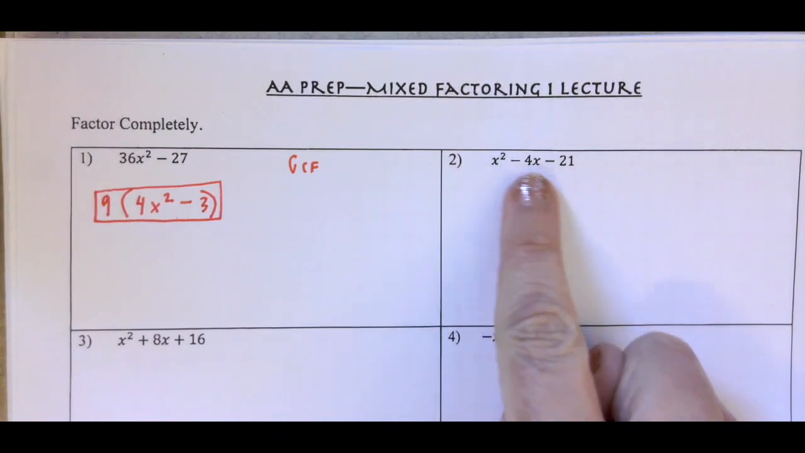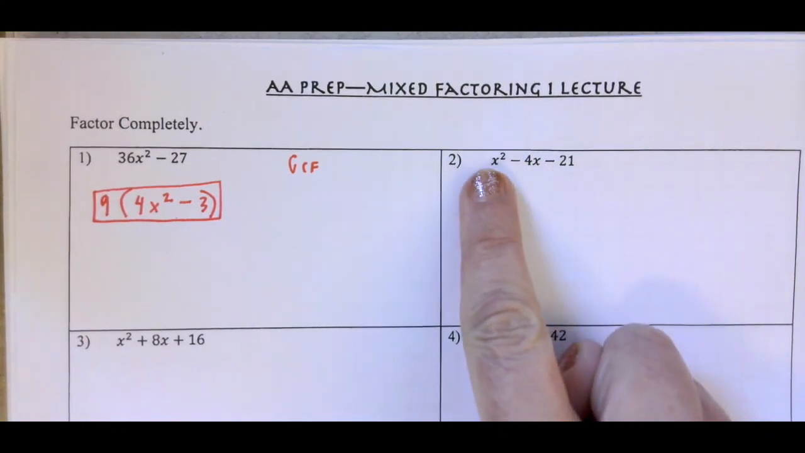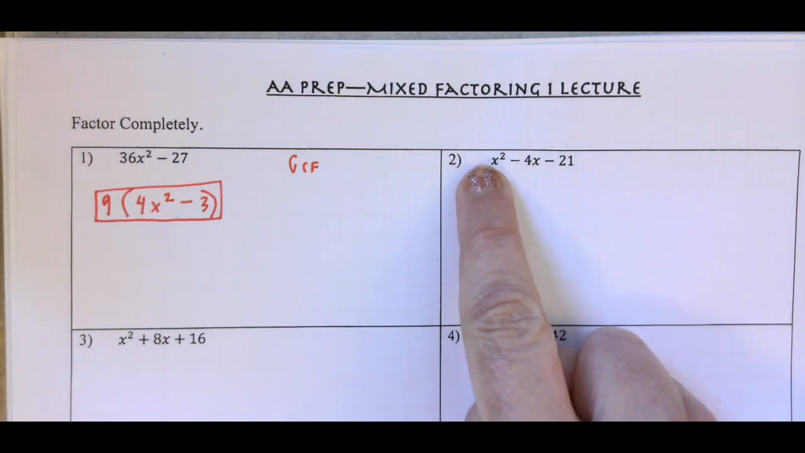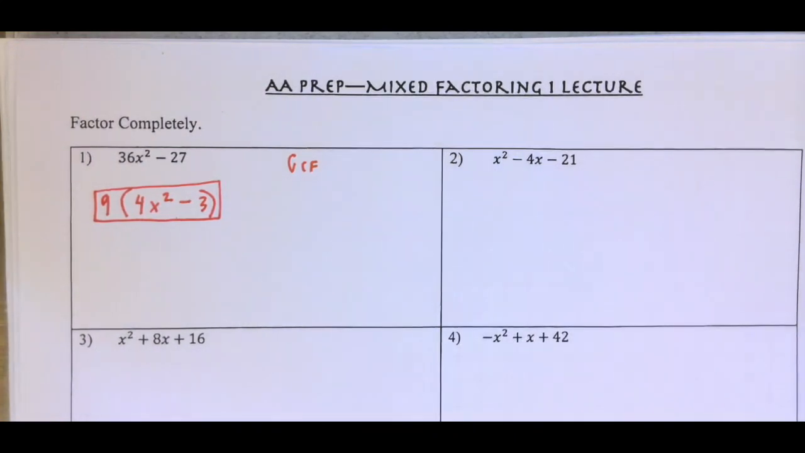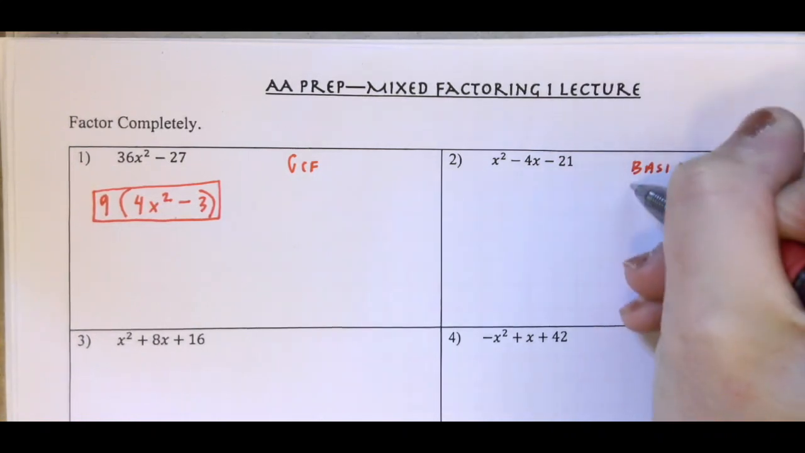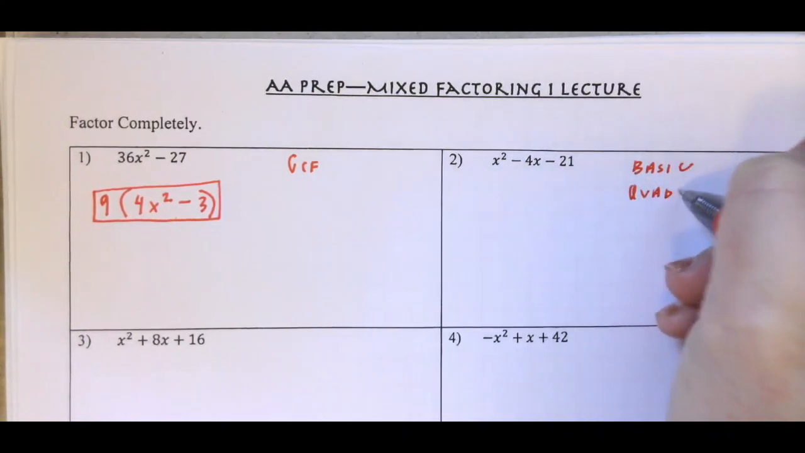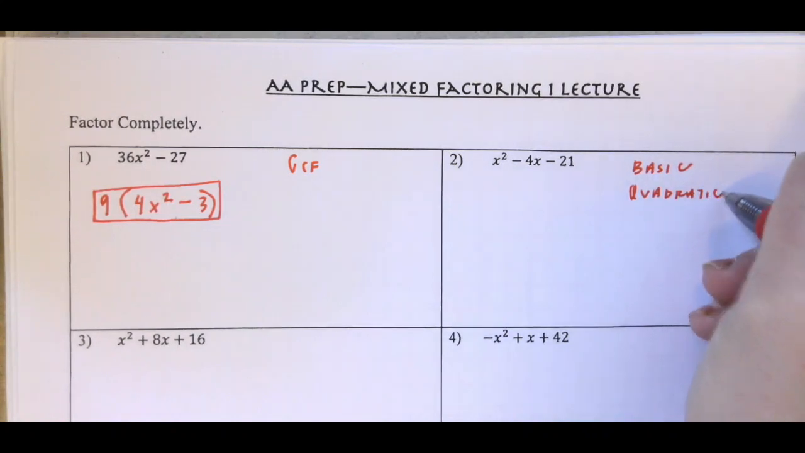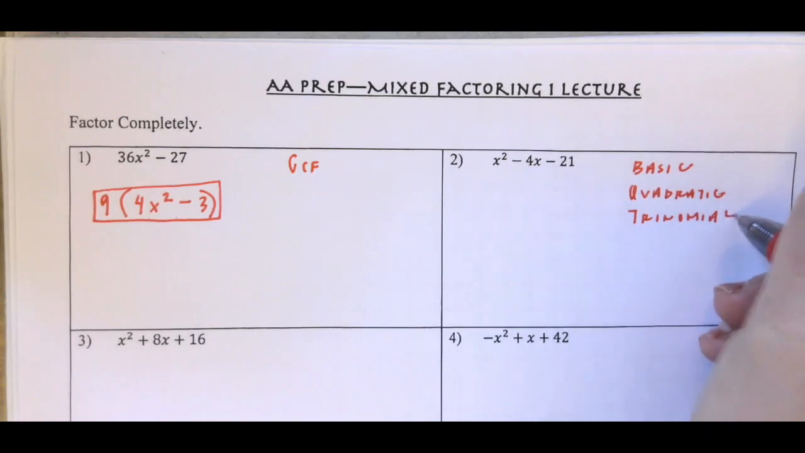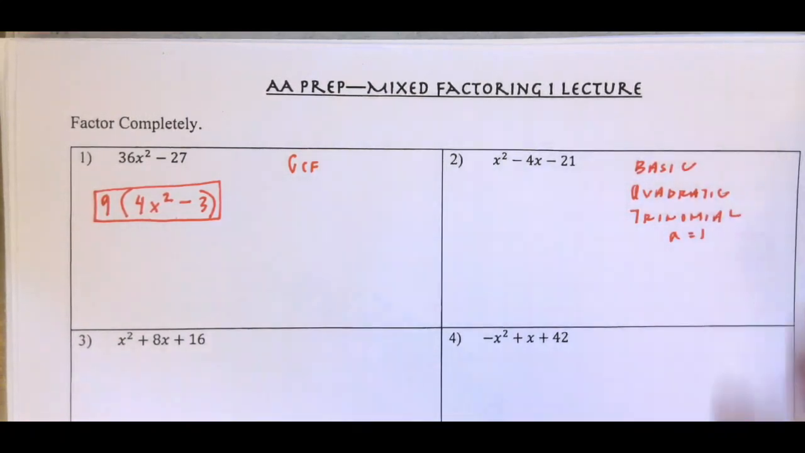Okay, this next one, number 2, there's no GCF, right? There's nothing that they share in common. But I see that there are 3 terms, and that leading coefficient on that first term is really just 1. So I think of this one as a basic quadratic trinomial. And that leading coefficient is just 1.